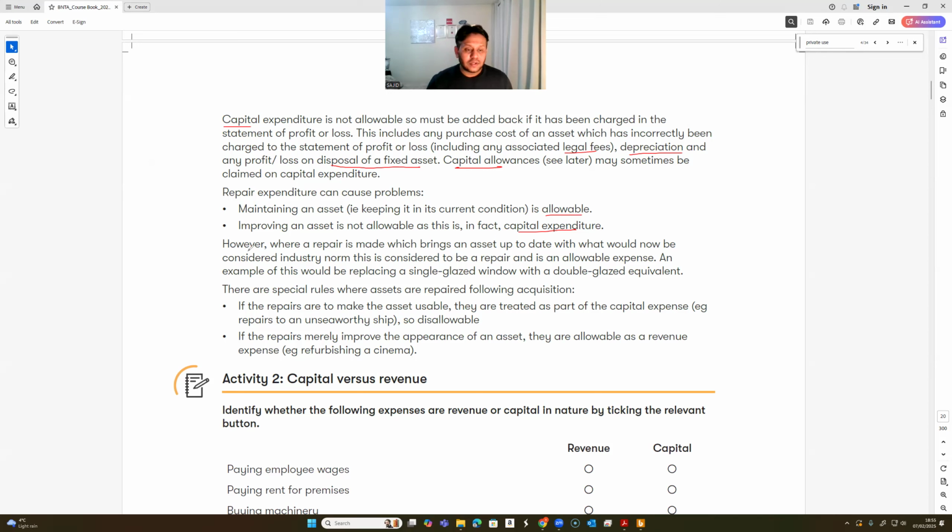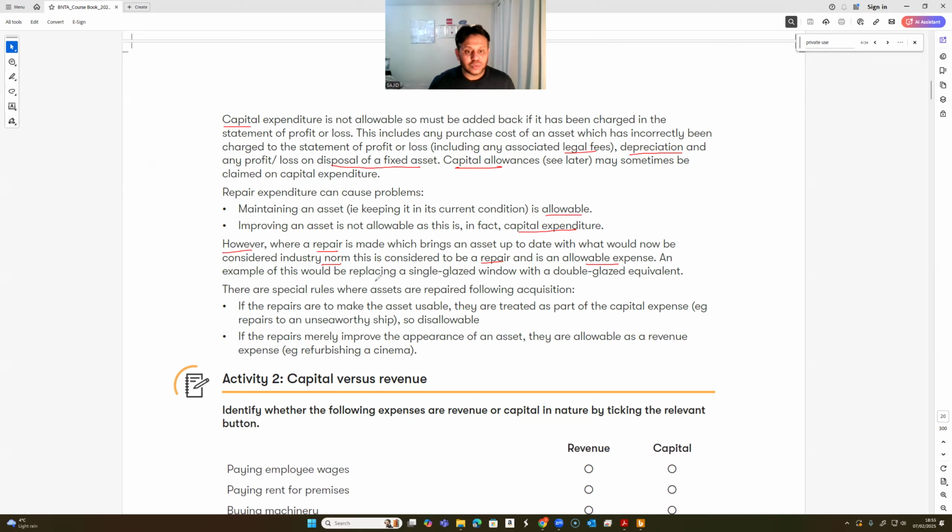On the other hand, look at this one. However, where a repair is made which brings an asset up to date with what would now be considered industry norm, this is considered to be repair and allowable expenditure. So they are saying here, if you made a repair because you want to bring the asset up to that standard, it will be considered as industry norm. That means everyone in the industry follows that. If this is the case, it is allowable expenditure.